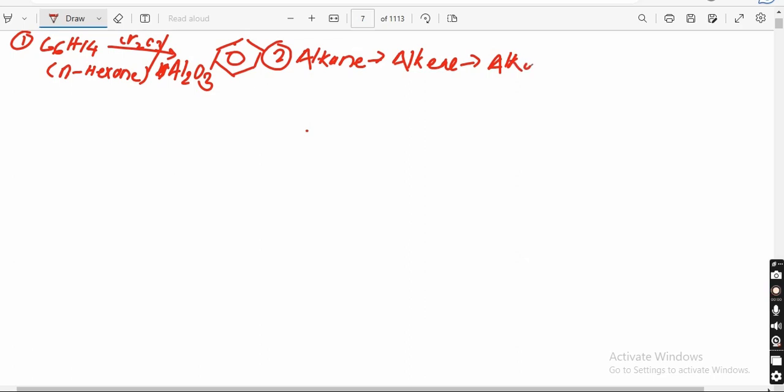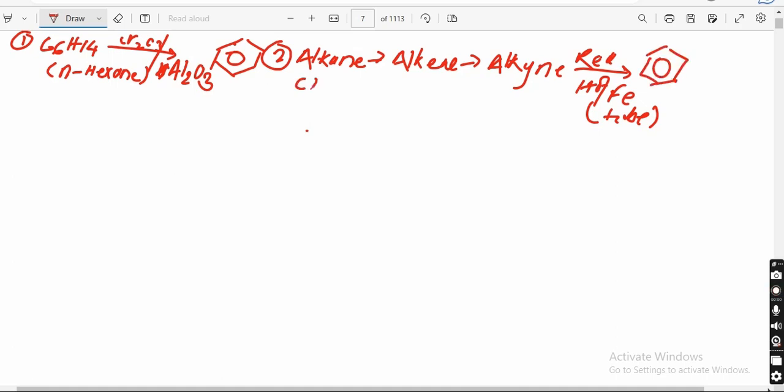Next reaction, you have to convert alkane into alkene, and then you have to convert that alkene into alkyne, and then you have to pass that into a hot Fe tube, right? And that will convert it into benzene, right? Which alkane will be used over here? That is your ethane, right? CH3. How will you convert that into alkene? See my previous video, you'll understand. This will be converted to CH2. After that, we can convert this into a triple bond HC, that is your acetylene. That is your, you can say, ethyne, right? And when we pass ethyne, it will be converted into benzene.